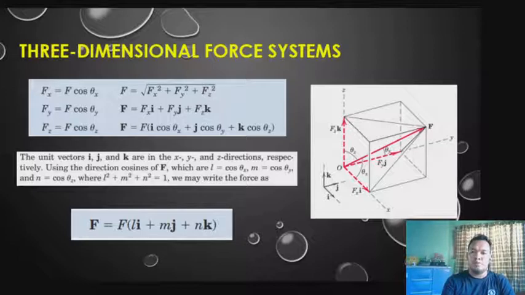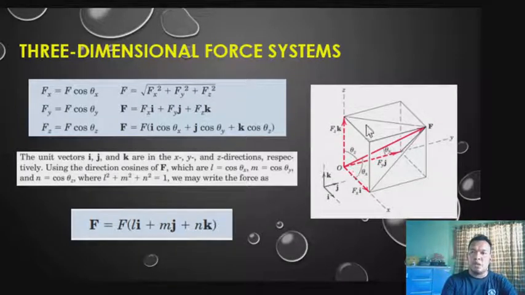So looking in this figure, we have here force F from 0 to this point. We have here force F. So to get the component of this one, we have here Fx, Fy, and Fz. Then we all know that I and J and K represents the direction or the axis, no? So dito nakalagay. So we have here the formula F is equivalent kay the square root ni Fx squared plus Fy squared plus Fz squared.